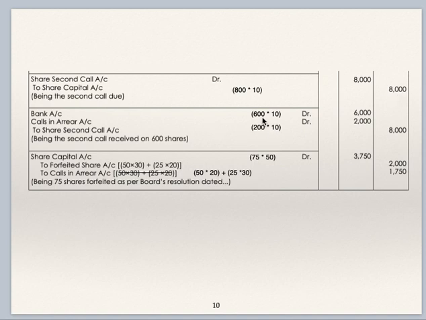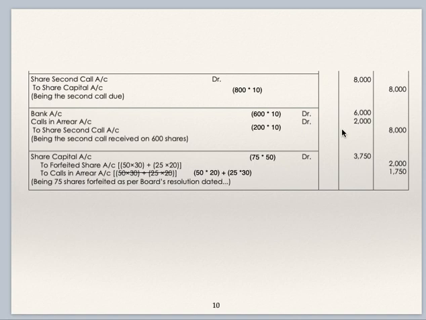They have not received second call on 200 shares. That means they have received on 800 minus 200, 600 shares. Bank account debit 600 into 10, 6000. Calls in arrears account debit 200 into 10, 2000, to share second call 8000. Share second call, one debit, one credit. It is getting closed.